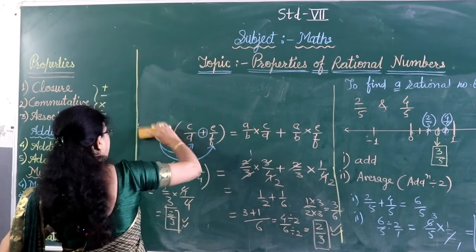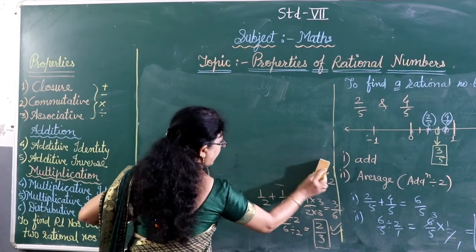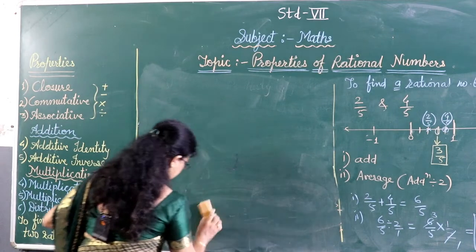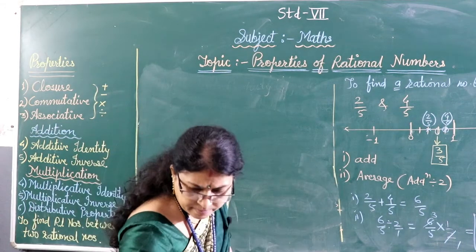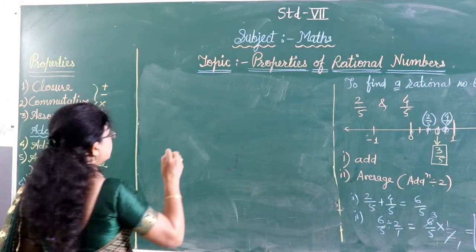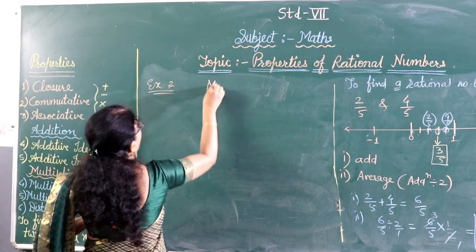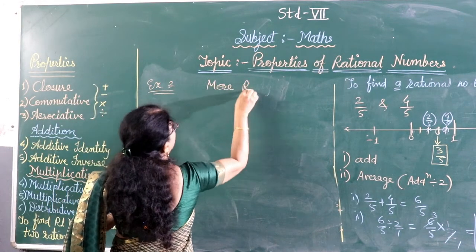Now we want more rational numbers. Just for example, now we will not use the number line; we will solve with a method. Suppose this is example 2. Now we want more rational numbers between two rational numbers.